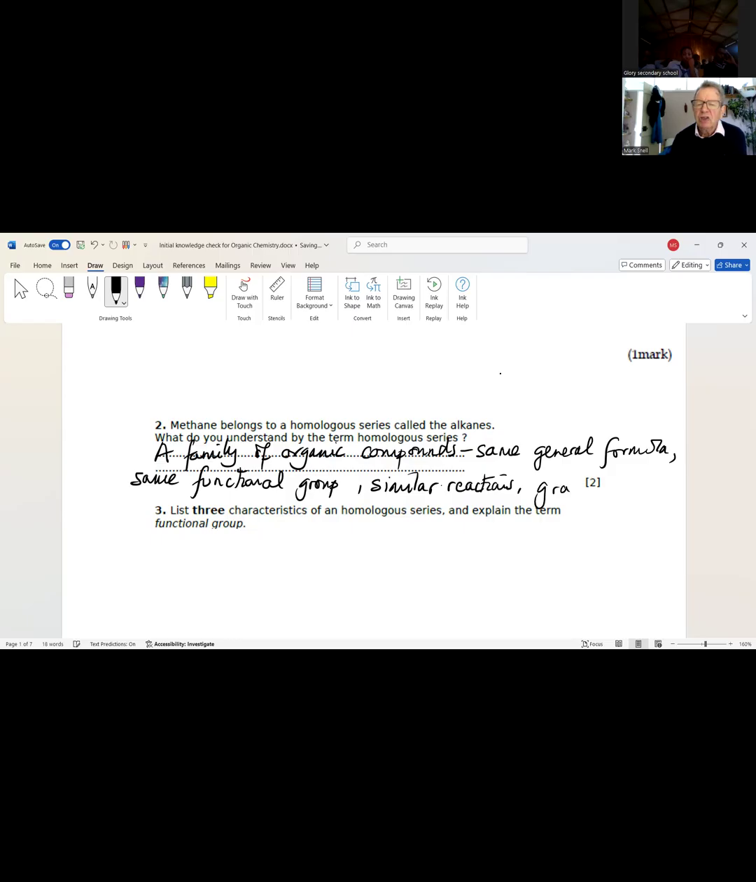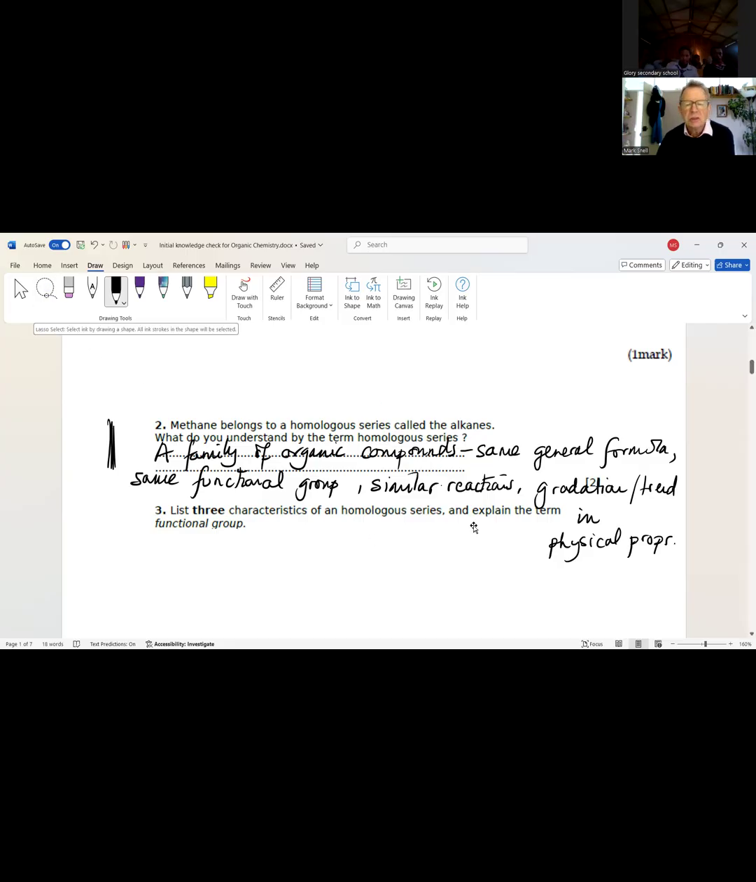And they have a gradation, a sort of very similar but a trend. So I'll call it that: a trend in physical properties. Now, I know it looks like I haven't got enough room here. I've made this a smaller question than it was in the real examination paper. Okay, so family, same general formula, same functional group, similar reactions, and a trend in physical properties.